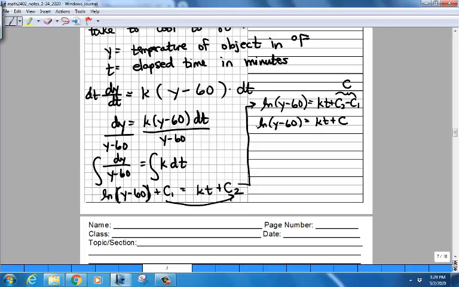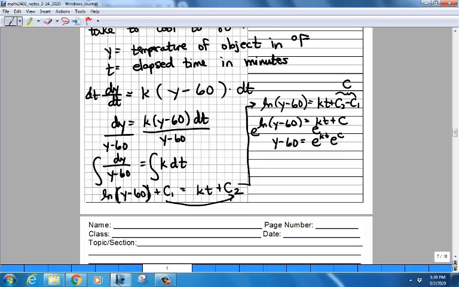And now, how do I solve for y? Yeah, raise e to both sides, because you've got to get rid of that natural log. So you apply the inverse of natural log, which is the exponential function. So we get y minus 60 is equal to, and I'm going to split this up into two different parts, e to the kt times e to the c, because when you multiply powers with the same base, you can add the exponents.